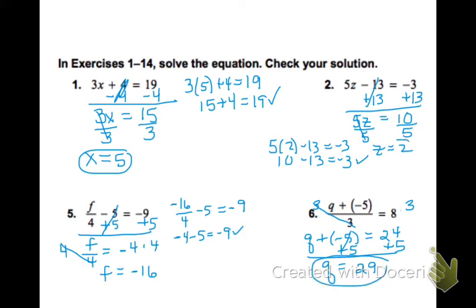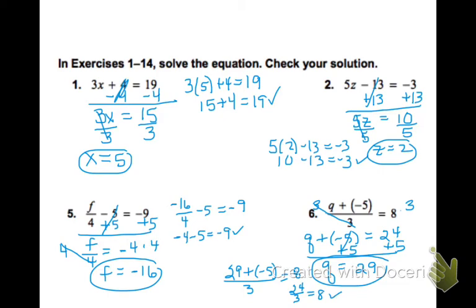I have not been circling my answers to make it easier for you to find. I apologize for that. So now I can go back in and I can take 29 plus the negative 5, all divided by 3 has to equal 8. So now when I'm checking my work, I take the 29 plus the negative 5. That'll give me 24. 24 divided by 3 needs to equal 8, and it does. Okay, so take whatever time you need to copy these down before moving on.